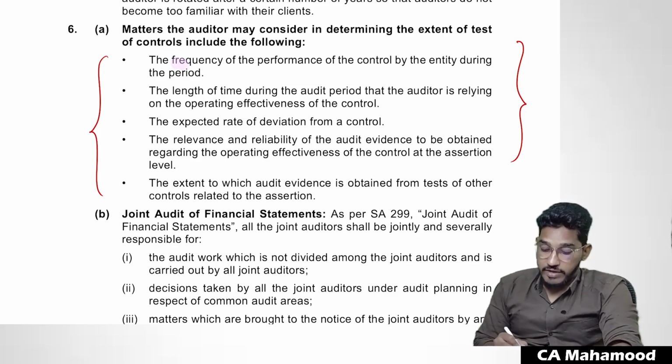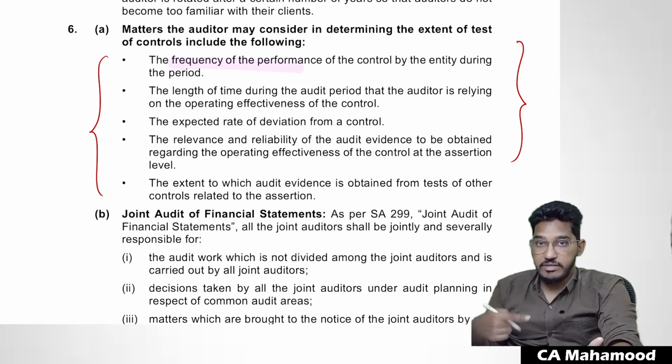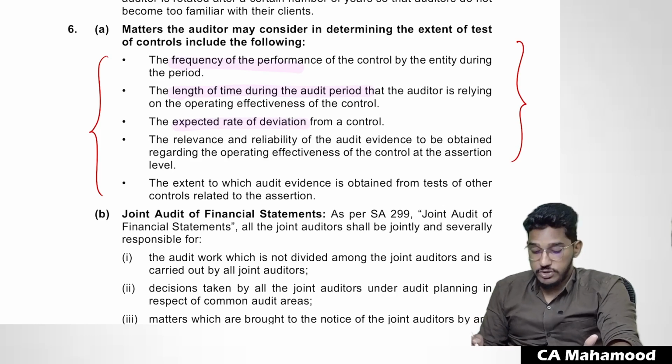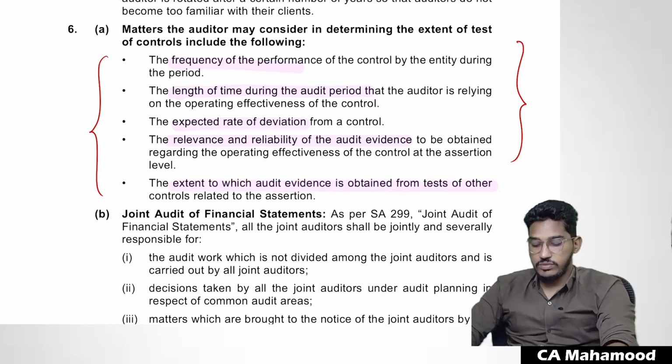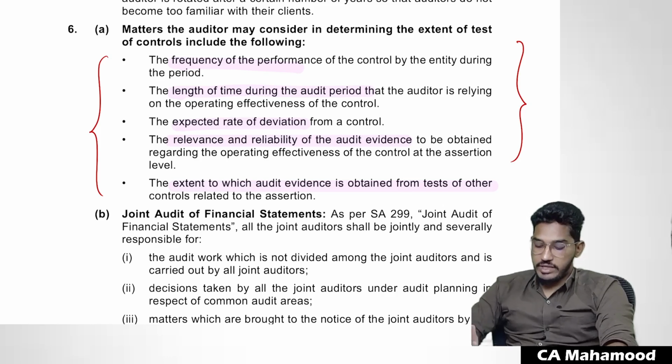Like he will consider factors like frequency of the performance, how frequently the control is performing, length of time during the audit period, for what duration of time the auditor wants to rely on the internal controls, what is the expected rate of deviation, the relevance and reliability of the audit evidence to be obtained regarding the operating effectiveness, and also the extent to which evidence is obtained from tests of other controls related to the assertion. So straightforward question.